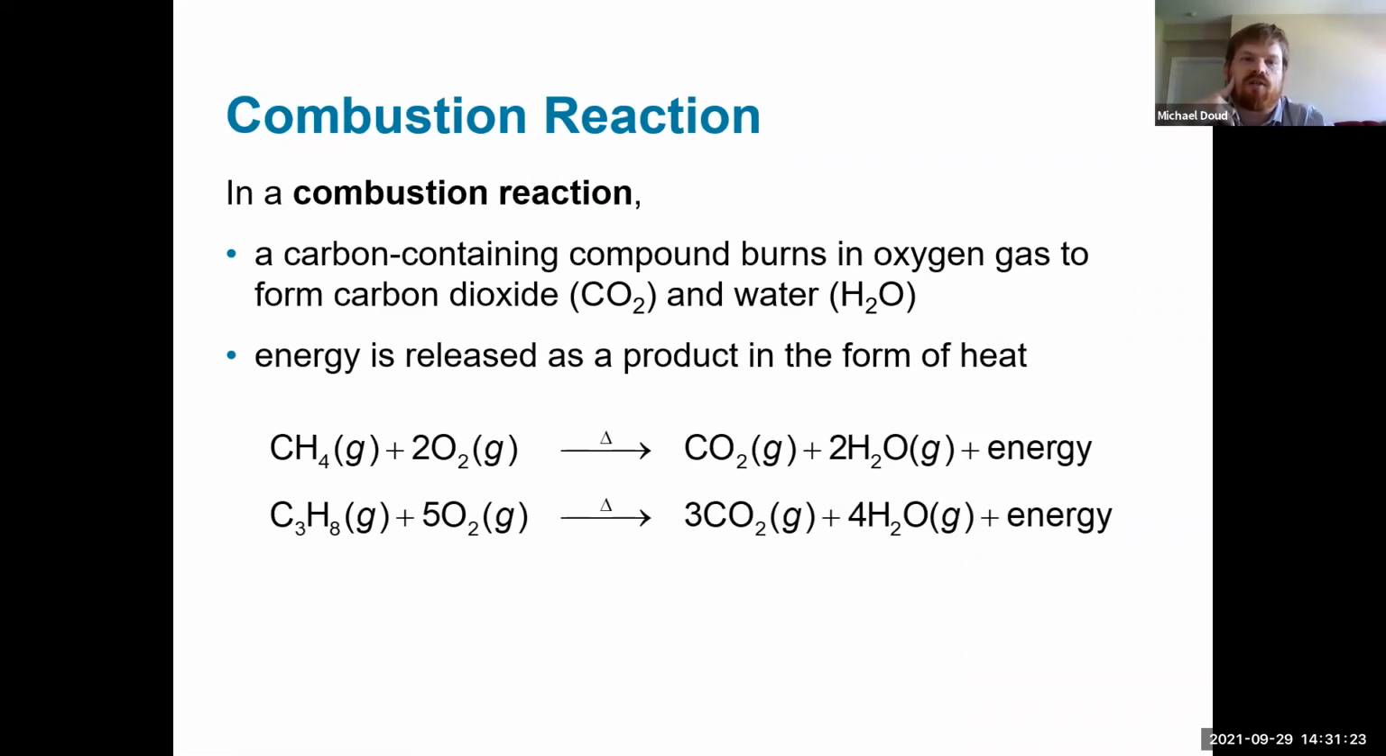Finally, we have the combustion reaction. The combustion reaction is exactly what it sounds like. It's where you take a compound that contains carbon and you burn it in oxygen gas. So you're burning something that contains carbon, and the products are always carbon dioxide and water and some amount of energy. So for example, methane and propane here, two components of natural gas. Methane, CH4, reacts with 2 moles of oxygen to produce 1 mole of CO2 and 2 moles of water. You can recognize it because your reactant is a carbon-containing compound and oxygen, and then your products are always carbon dioxide and water.